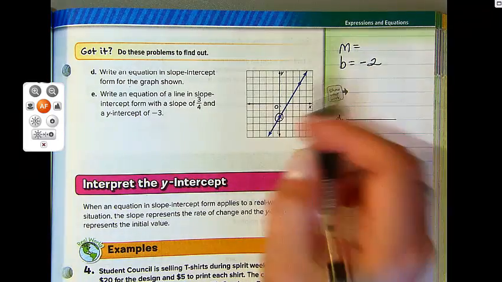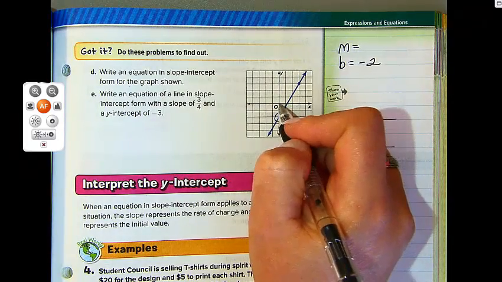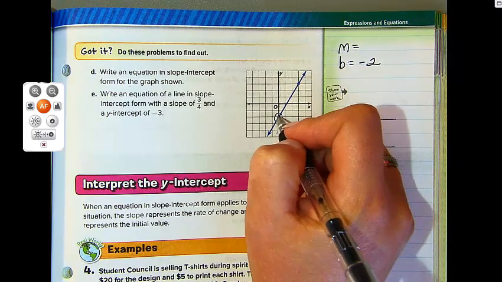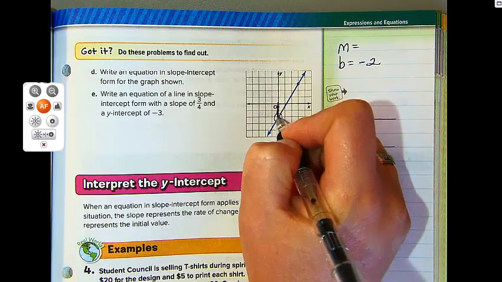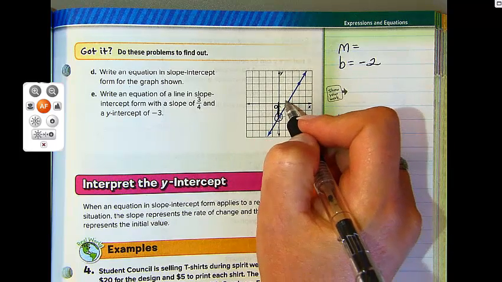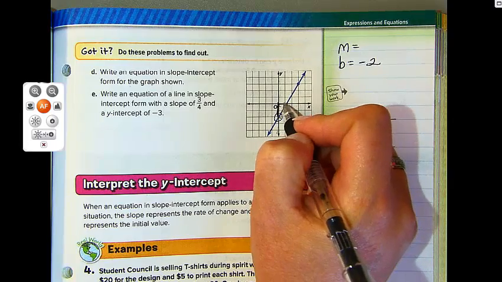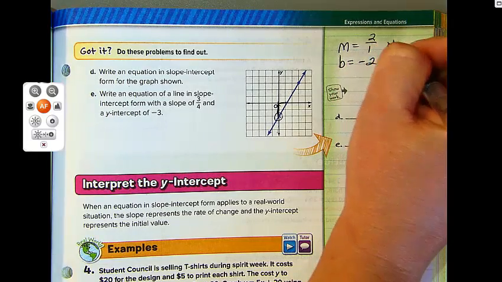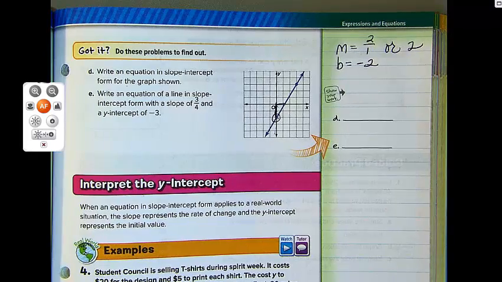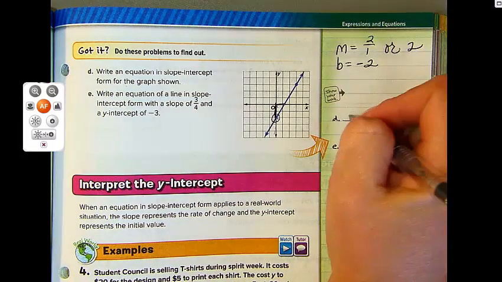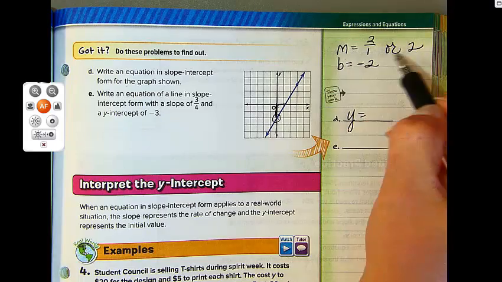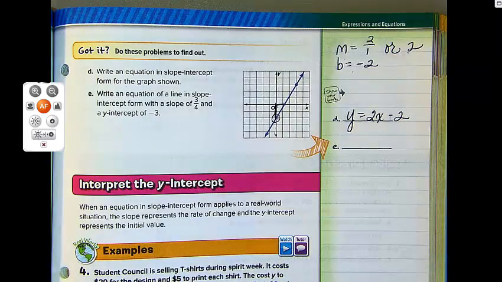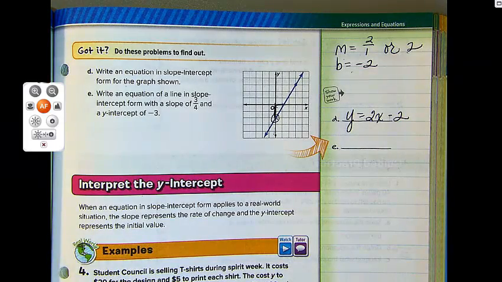My m then, I'm going to count how far up and how far over I go. Because remember, slope is rise over run. So my rise is 1, 2. And my run to get to this point right here is I go over 1. So my slope is a 2 over 1, or 2, because 2 over 1 is the same as 2. So now if I rewrite this in slope-intercept form, I replace my m with a 2, and I replace my y-intercept with a negative 2. Okay, so that's how I would write it for that graph.